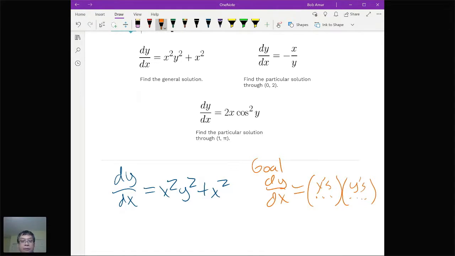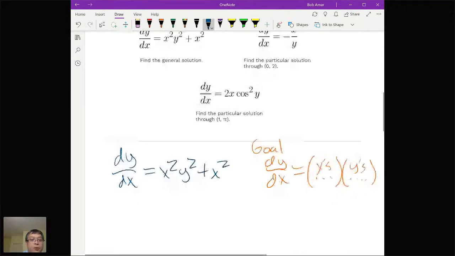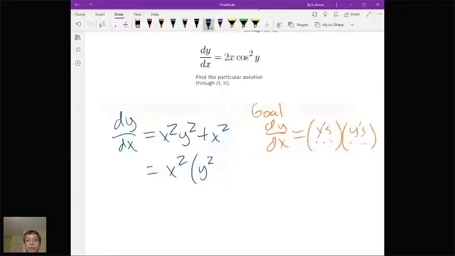All right, so I would love ideas as to how I could rewrite this equation in separable form. How can I just get an expression with x's times an expression with a bunch of y's? Okay, good, this is good. So everyone is saying factor out the x squared, and that will leave me with x squared times y squared plus 1. How's that? You feel good about that?